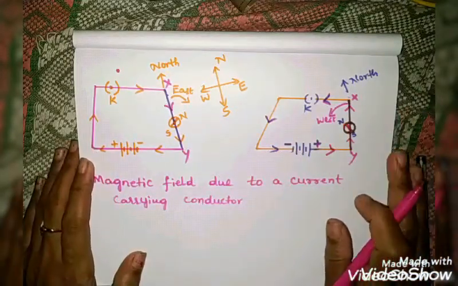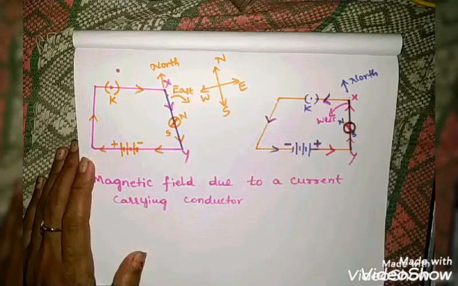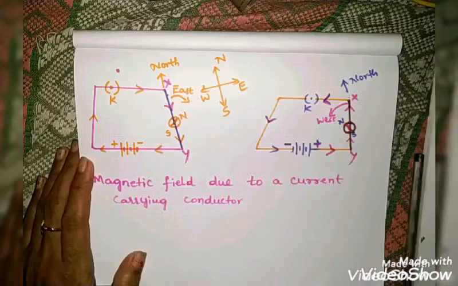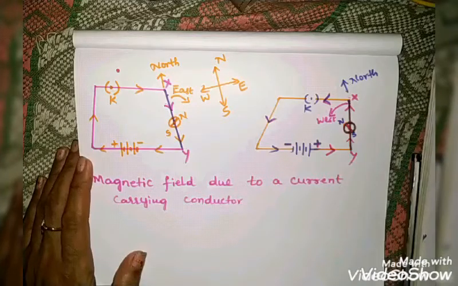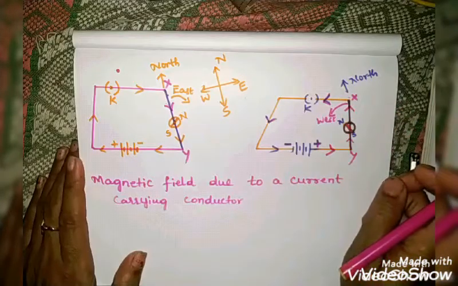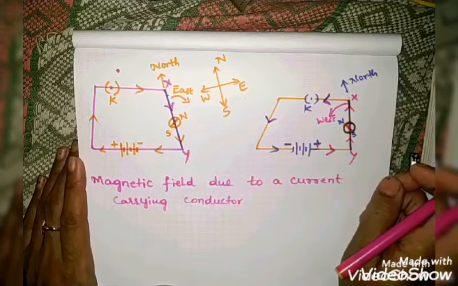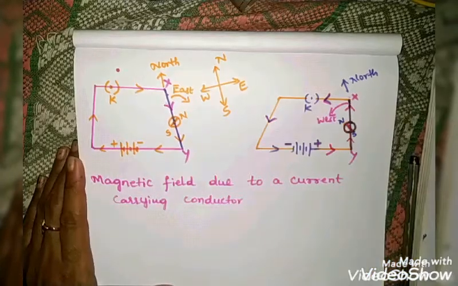So in this way, we can find out the directions of the magnetic field. By this, what we can infer, children, is that whenever the direction of current is reversed, the direction of the magnetic field is also reversed. So this is the inference we can get from this activity.